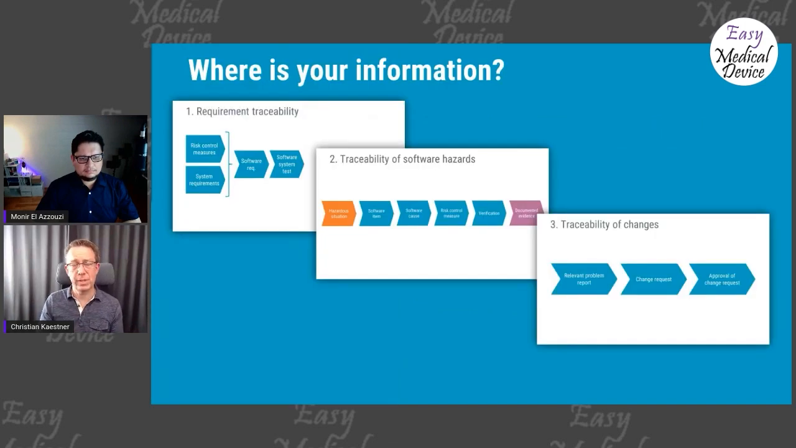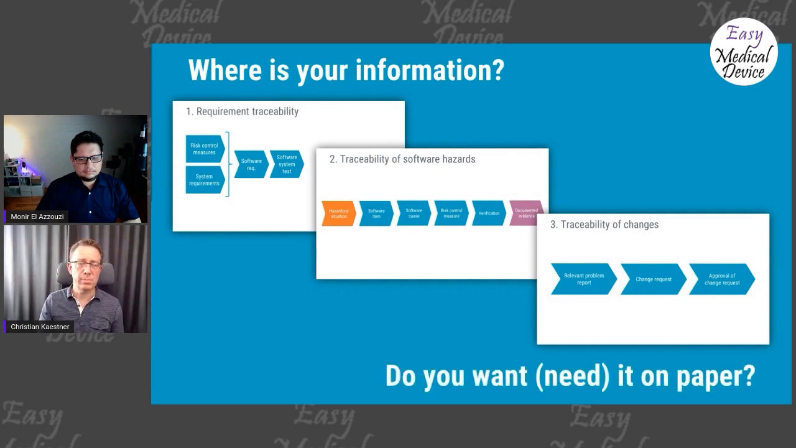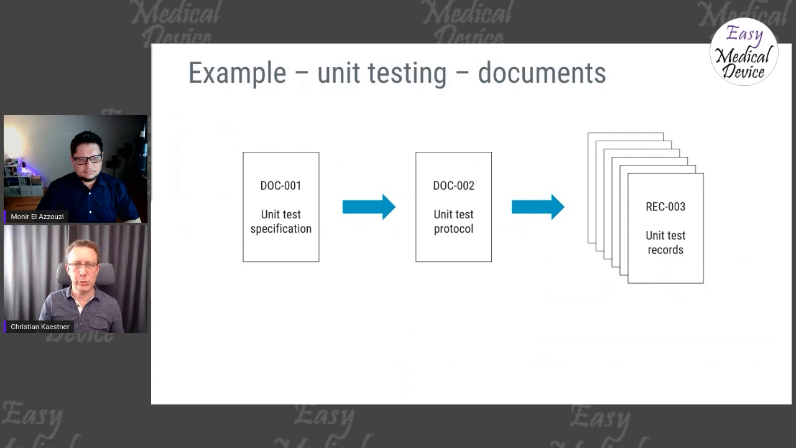So where is your information to answer the requirement traceabilities I suggested before? It could be more or less anywhere in what I suggested in the previous slide. Then you need to determine, do you need it on paper or do you want to have it on paper? That's a question for you to decide. Let me give you an example. Let's say you're working with unit testing. Some suggest there should be different documents. You have document 1, the unit test specification. You have document 2, the unit test protocol. And then you have however many test records. This is one way, which is document-based.